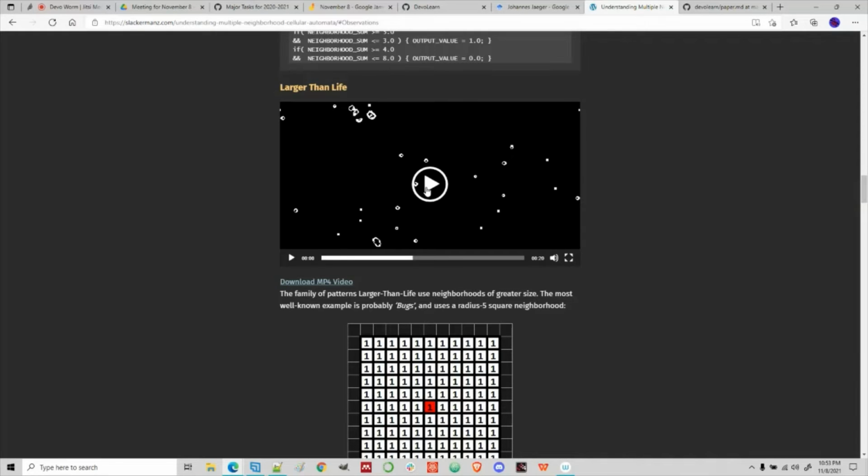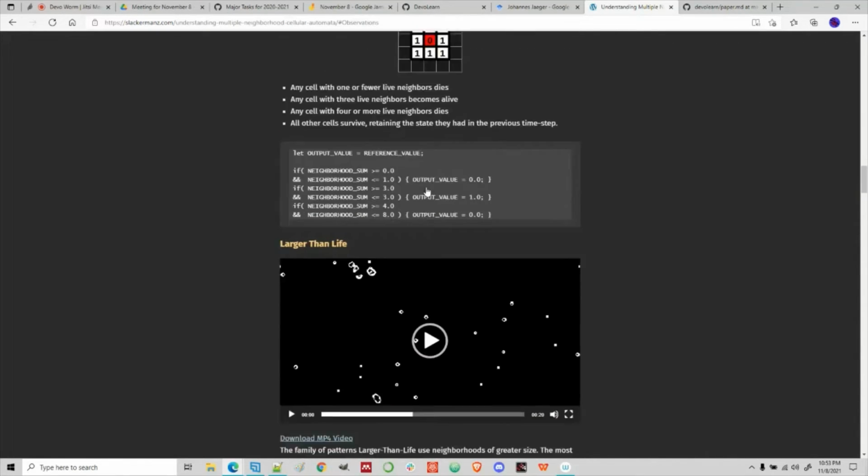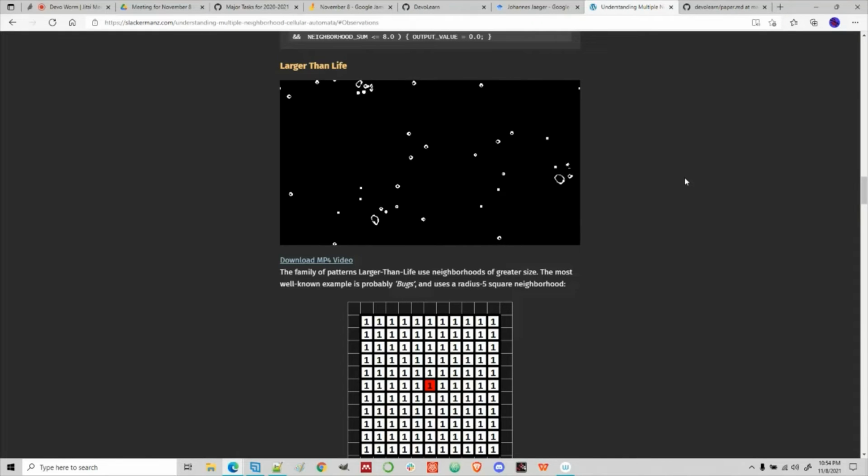This is different than the kind of neighborhood that you see here in Conway's Game of Life. This is a larger than life neighborhood. So the family of patterns in this uses neighborhoods of greater size, bigger than this 3 by 3 grid. And the most well-known example is probably Bugs, and it uses a radius 5 square neighborhood.